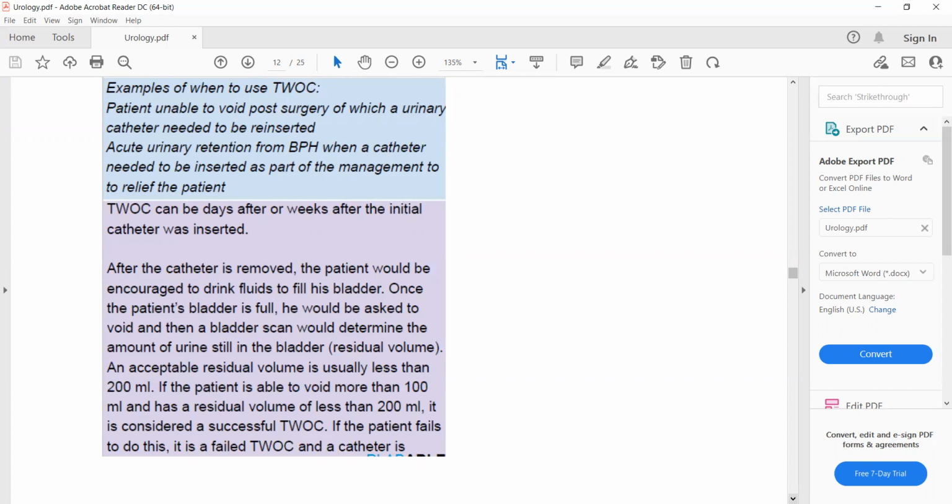So if the residual volume in the urinary bladder is 200 ml, then it is acceptable. A residual volume of less than 200 ml is considered a successful trial without catheter, and a residual urine of more than 200 ml in the urinary bladder after removing the catheter is considered a failed trial without catheter.